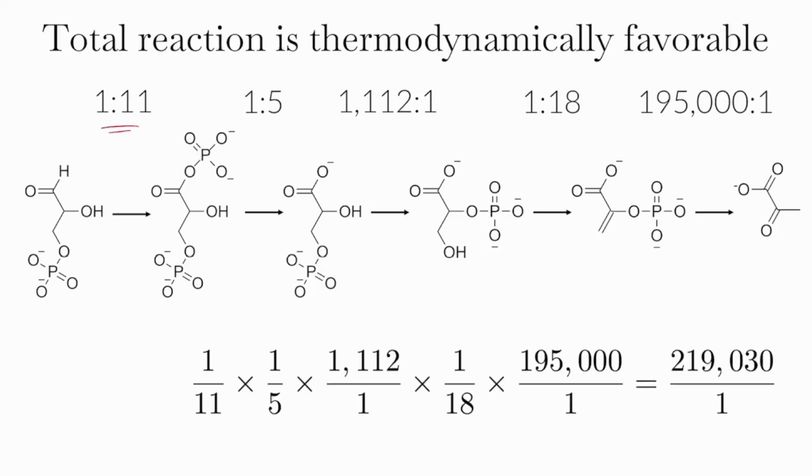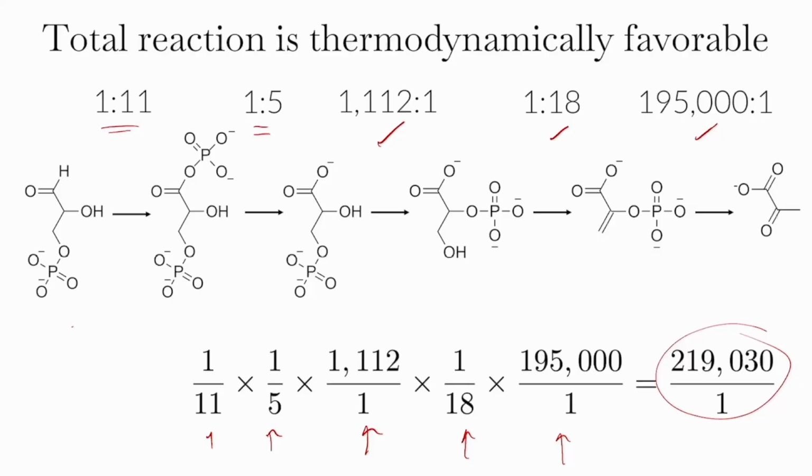So for example, this reaction is actually slightly unfavorable. It's 1 to 5, so it's slightly unfavorable to go this way. But then this particular reaction under these conditions is 1,000 to 1 favorable, and another is about 195,000 to 1 favorable going that way. If you multiply these steps together, step 1, step 2, step 3, step 4, step 5, you get overall a 200,000-fold preference for going forward versus backwards.